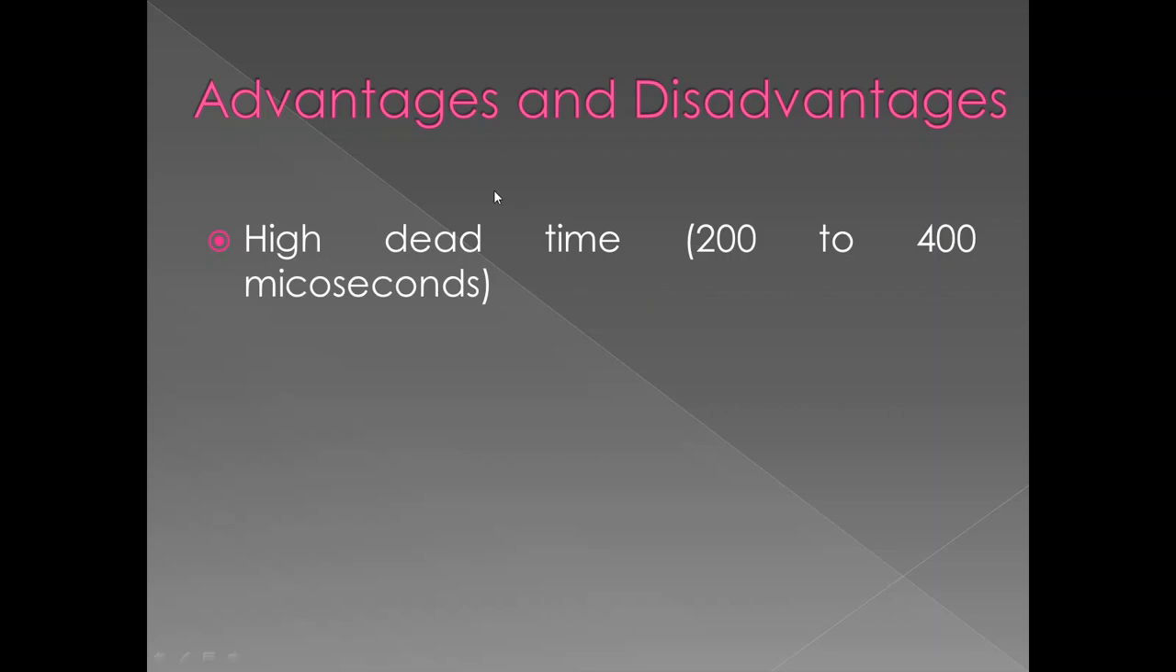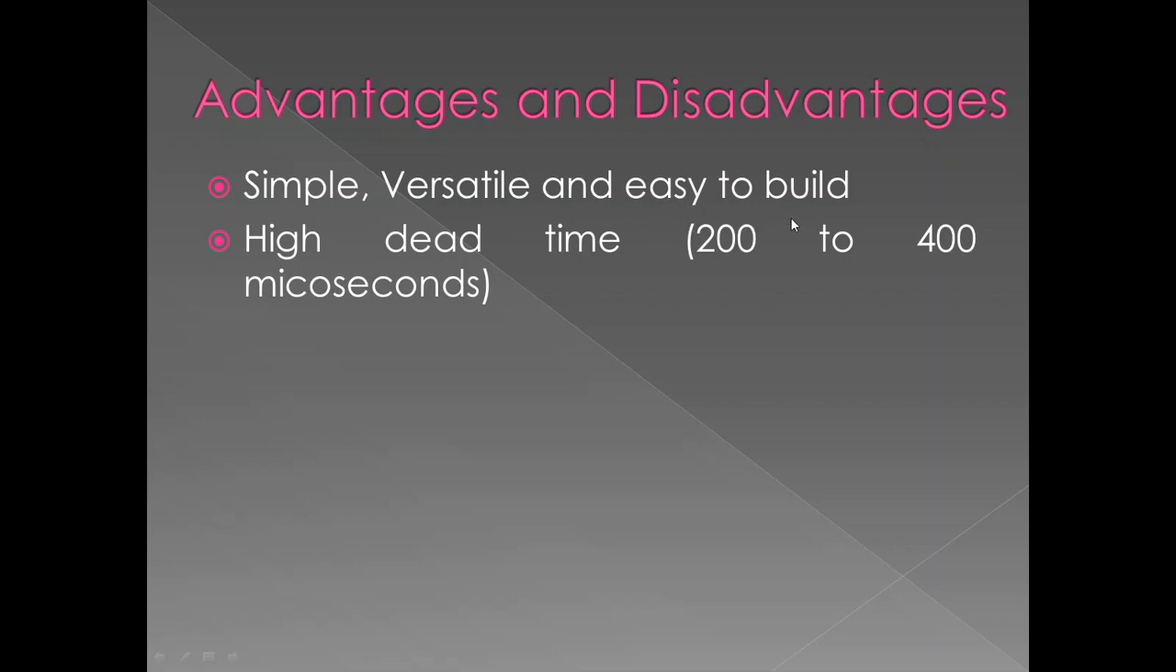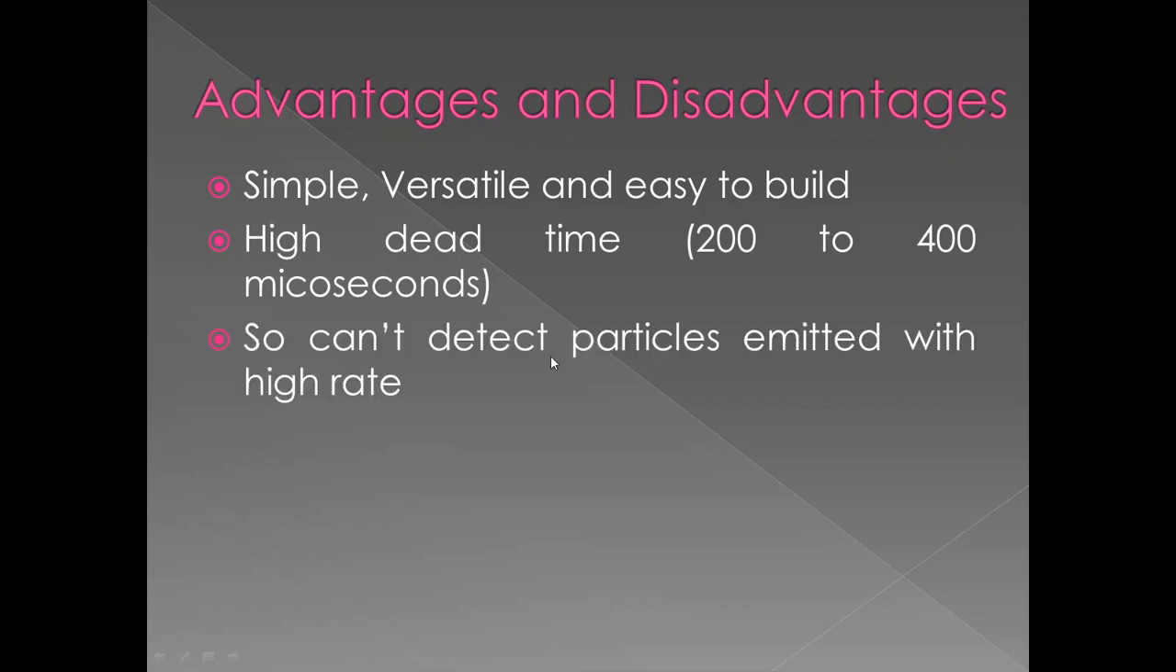So let's look into the advantages and disadvantages of a GM counter. A GM counter is a very simple device. It's versatile and is easy to build. This is the advantage. And it can also detect different kinds of particles of different energies. However, the disadvantage is it has comparatively high dead time, 200 to 400 microseconds. So it can't detect particles emitted at a high rate.